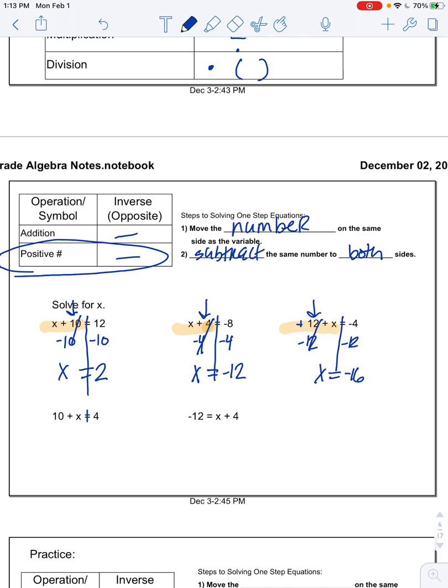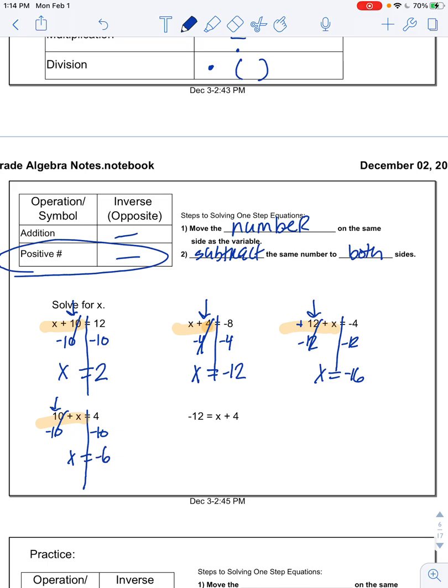Next one. 10 plus x equals 4. Finding the side that has your variable. Finding the number without the variable. So we are subtracting 10 from each side. So x equals 4 minus 10, which is negative 6.